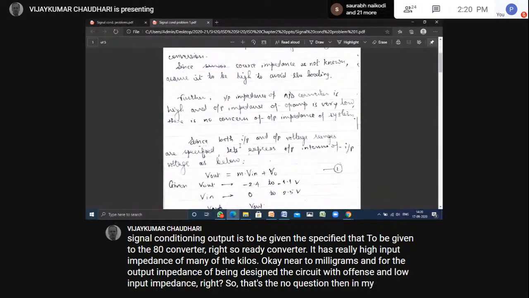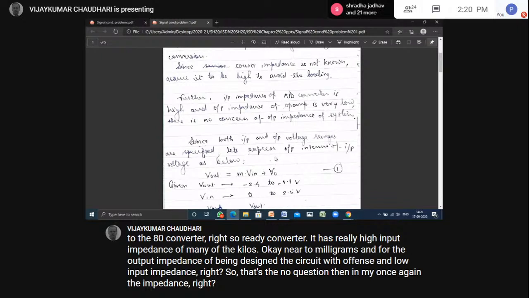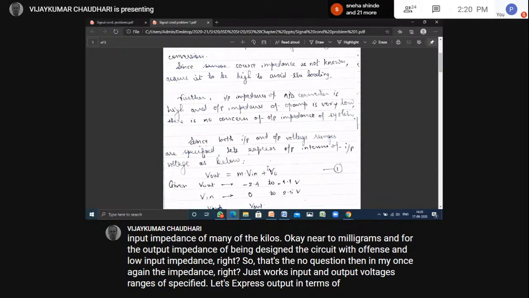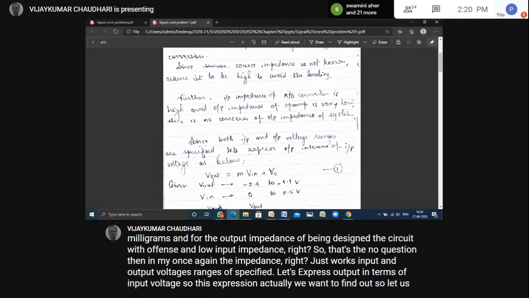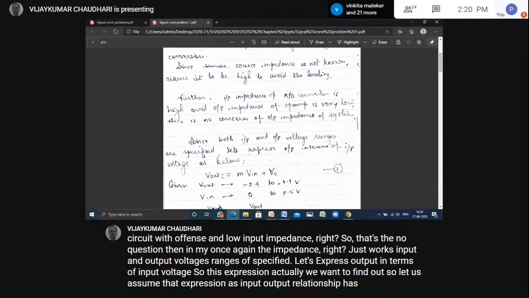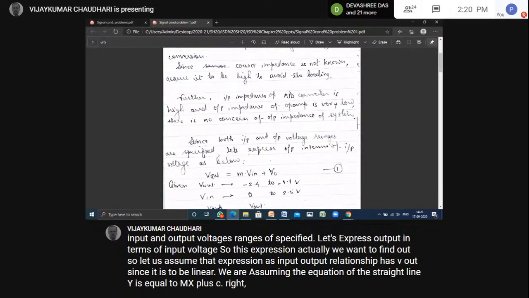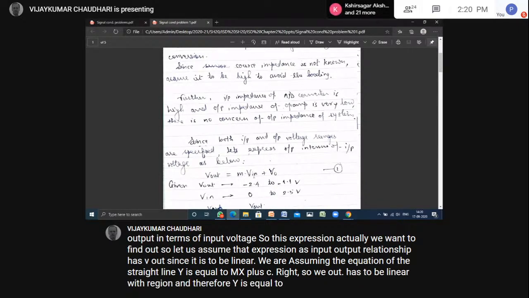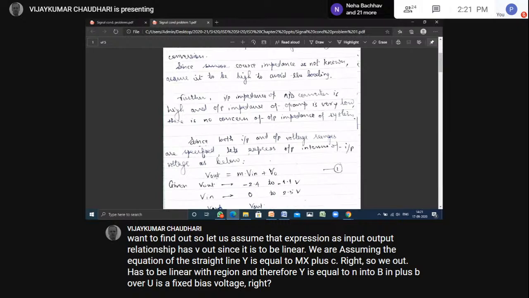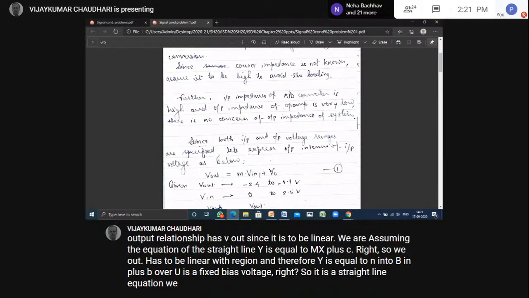Since both input and output voltage ranges are specified, let's express output in terms of input voltage. So this expression actually we want to find out. Let us assume the input-output relationship as V out. Since it is to be linear, we are assuming the equation of a straight line, y is equal to mx plus c, right? So V out has to be linear with V in, and therefore V out is equal to m into V in plus V0, where V0 is a fixed bias voltage, right? It is a straight line equation.